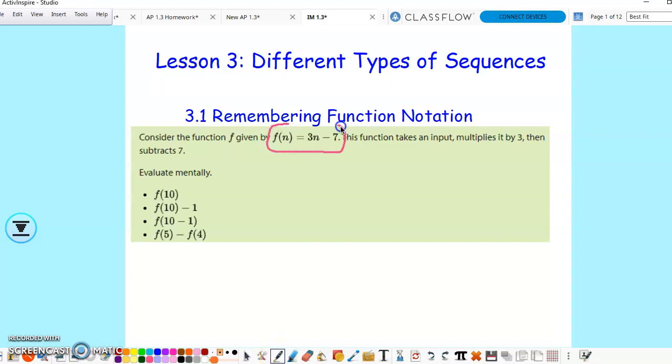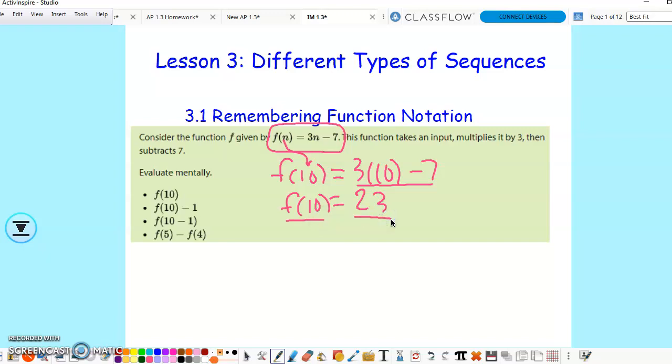If we look at this function, f of n equals 3n minus 7, how would we evaluate f of 10? Notice that the 10 took the place of the n, so we're going to replace n with 10 each time I see it. Then I can just use my order of operations to simplify the right side. 3 times 10 is 30, minus 7 is 23. This tells me that f of 10 has a value of 23.